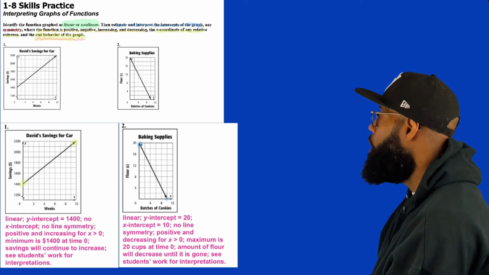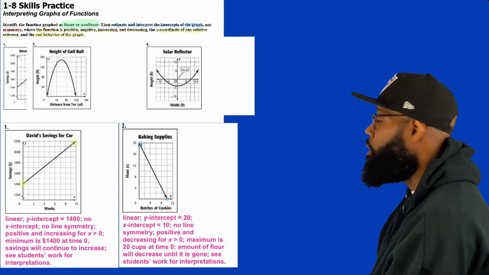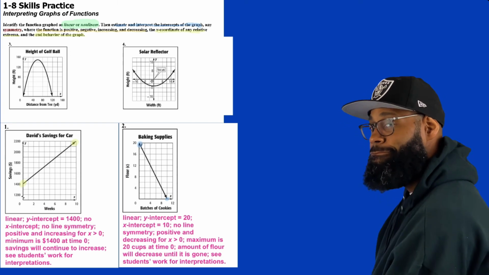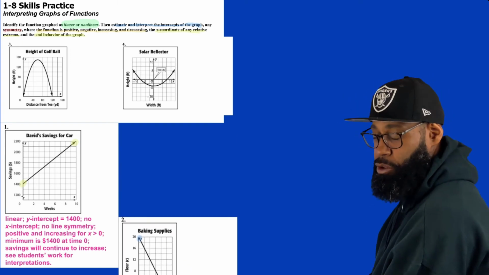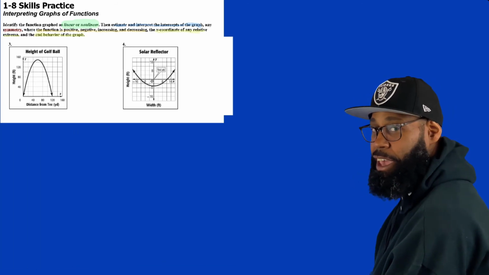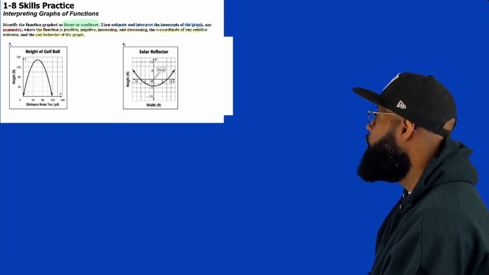Wow. Height of a golf ball. You guys golf? Believe it or not, I'm golfing today. Don't laugh, I do golf. The bearded math brother has a handicap.